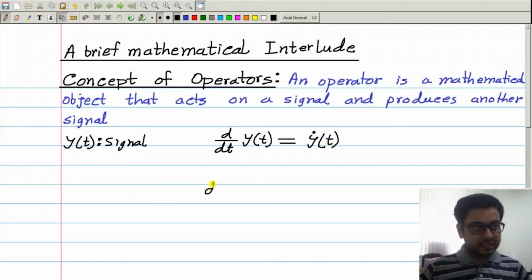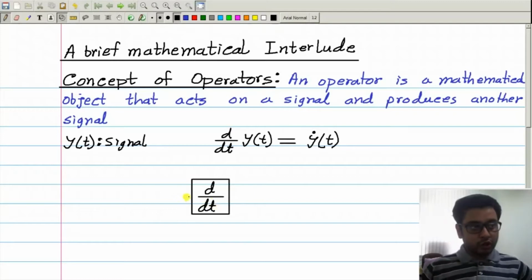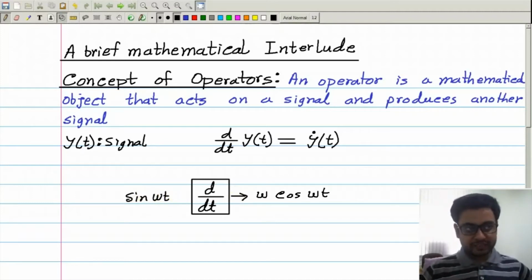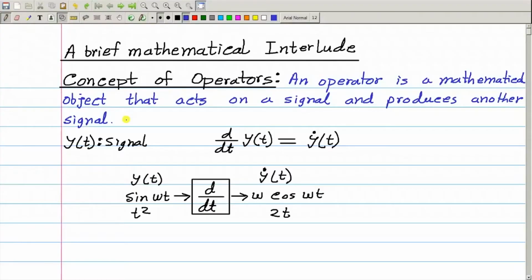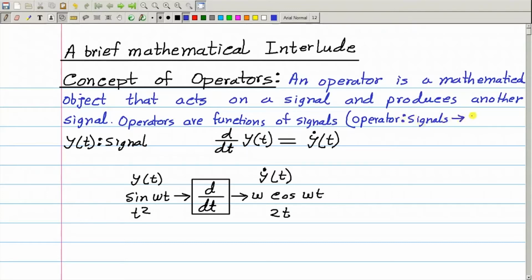If you consider this d/dt or time derivative operator, when it acts on sine omega t, it will produce cosine omega t. If it acts on t square, it will produce 2t. In general, if it acts on the signal y(t), it will produce the time derivative of that signal. That means operators are functions of functions or functions of signals. In other words, an operator maps signals to other signals.